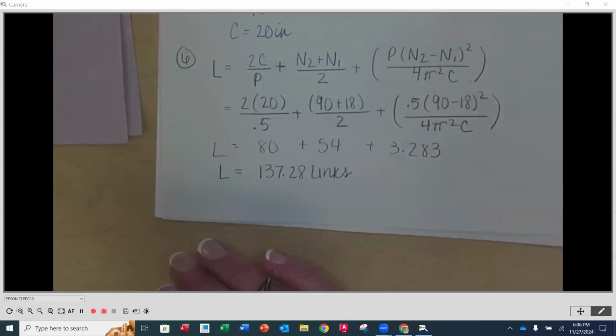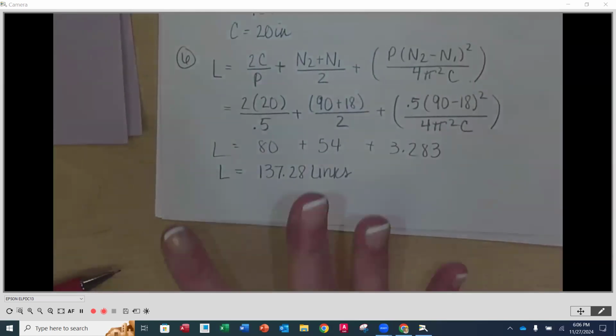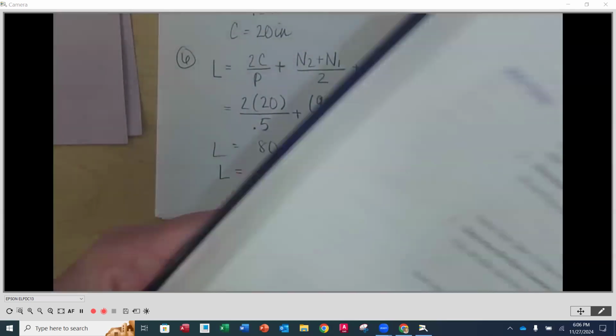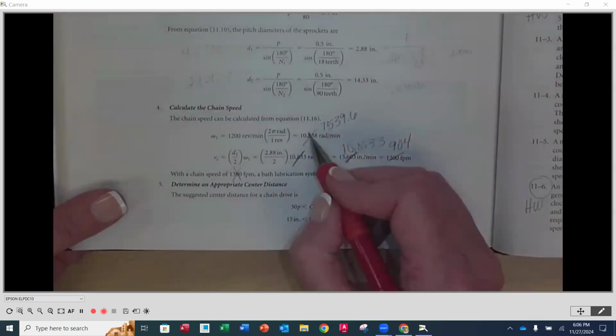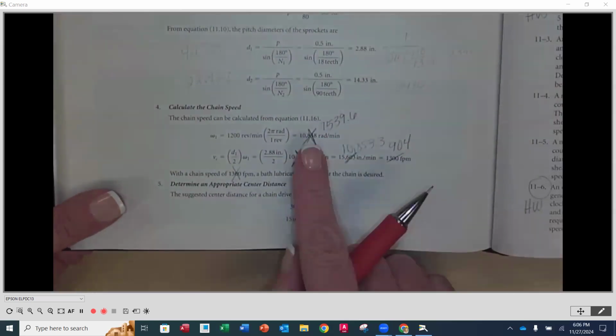So I'll give you a chance to make sure, and this is one of those places where having the answer in the book is important because we have the ability to check our answers. Oh, I just noticed something that I didn't mention because we didn't reference back to the book. Going back to step number 4, there is an error in the book. This is a misprint. Their radians per minute for W1 is incorrect. Ours is correct, and they use that number to calculate it. So your final feet per minute is not 1300, it's 904.